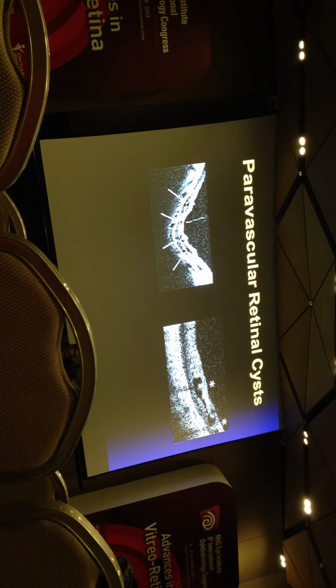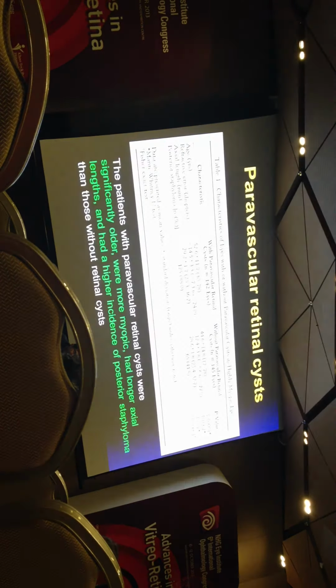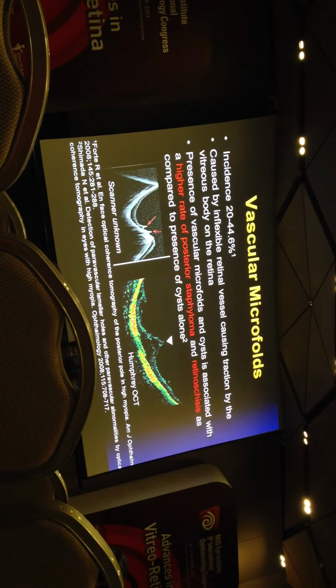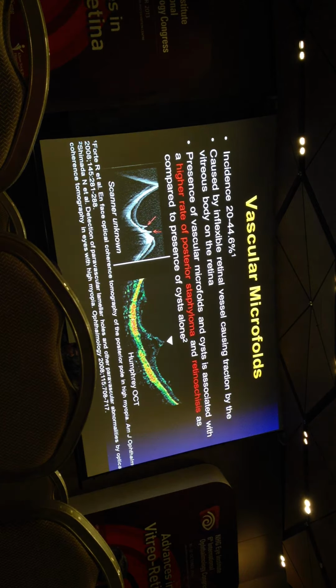It is usually right near the big vessels, and this has been shown to be more common with increasing axial length and especially those with posterior staphyloma. And sometimes they also have microfolds, which are caused by the tenting of the retinal vessels because they're less flexible. So it's important not to mistake this for pathology.